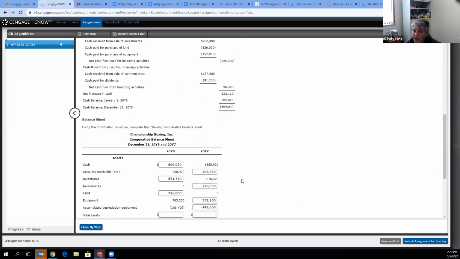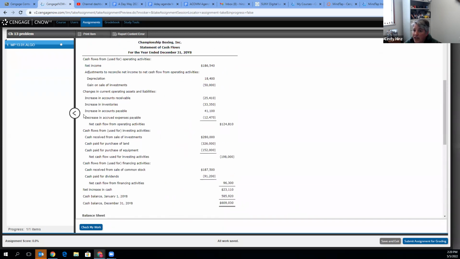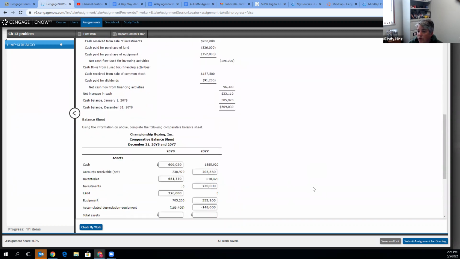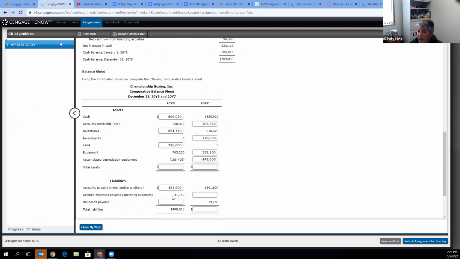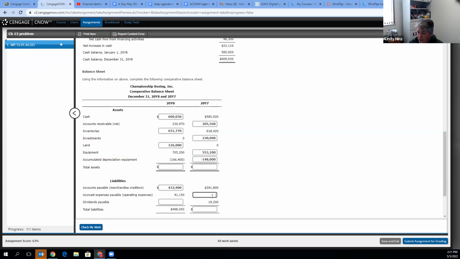Now for our accrued expenses, and it tells us these were operating expenses, that tells us that any change in those is going to be included here in the operating activities section of the cash flow statement. And you can see that during the year we had a decrease in those accrued expenses of $12,470. So we have the ending balance here. If there was a decrease during the year, then the beginning balance must have been higher. We need to add the $12,470 to the ending balance to find that beginning balance.